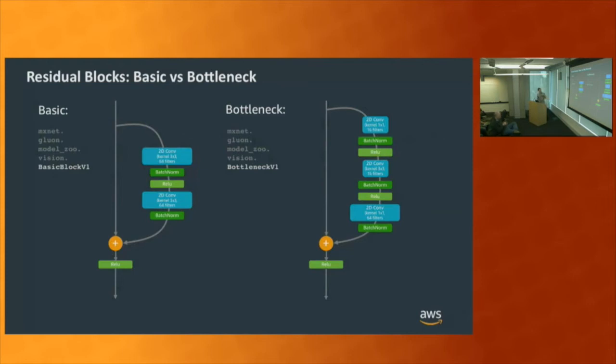So a basic block has just 2 convolutional layers with the same number of filters. And a bottleneck block has a slight compression at the start of the block. You'll notice that the 2 convolutional layers have a quarter of the number of filters of the last convolutional layer. Typically you would use a bottleneck block for a larger data set than you would a basic block. So for CIFAR-10 models, you see a lot more of the basic block. And these are both implemented in MXNet, and you'll see the paths to those.